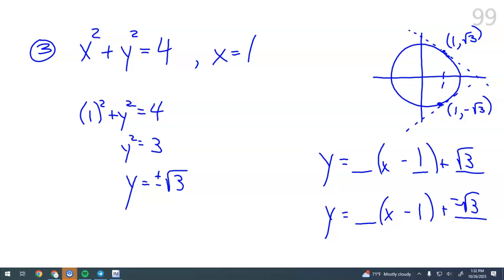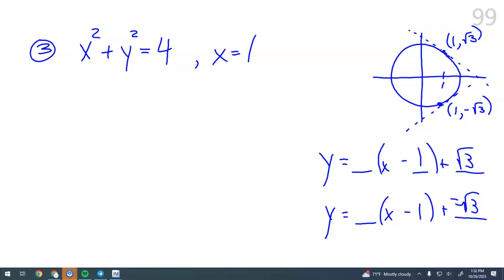So what do I need to do to find that slope? Take the derivative, because derivative is slope. So that's going to be 2x plus, bring that down, you'll have 2y, and then times dy/dx, equals the derivative of 4, which is 0.